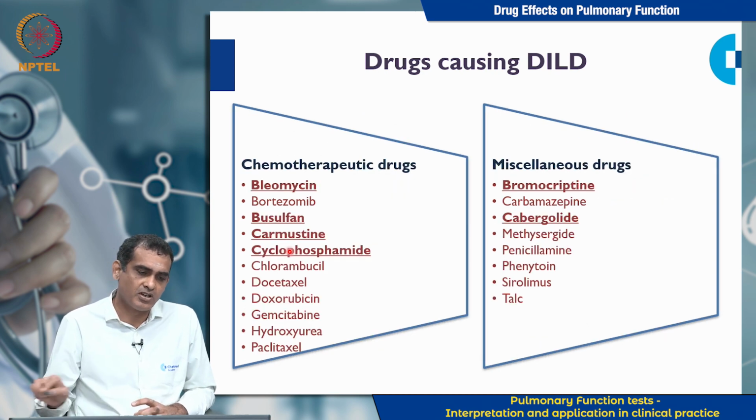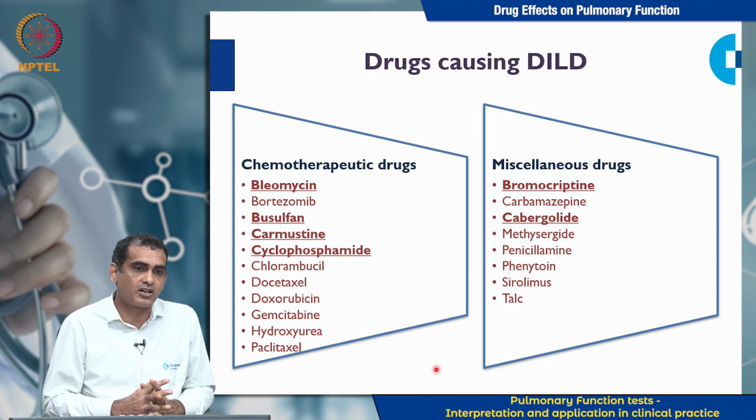Chemotherapeutic medications, we use them for treating a lot of malignancies, hematological malignancies or solid organ tumors, lung cancer: bleomycin, busulfan, carmustine, cyclophosphamide, very many drugs. But I've highlighted the 4 medications which are most commonly associated with ILD.